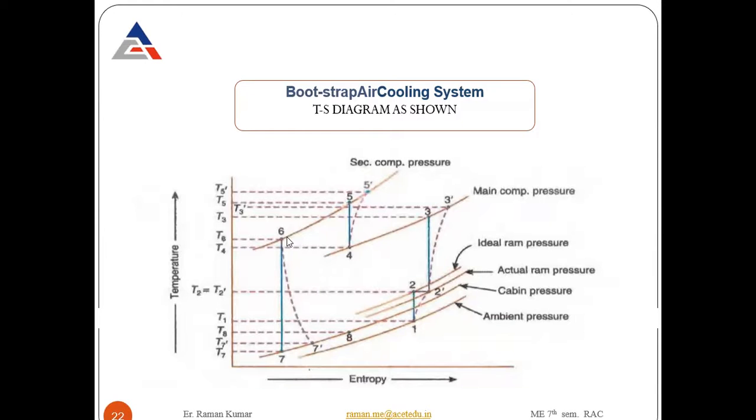But again, due to internal friction, its actual temperature is reduced from T6 to T7 dash. After this, the cooled air passes through the cabin, from where it takes the heat load and its temperature again increases from T7 dash to T8. After this, it goes to the atmosphere. So this is all about the TS diagram of your bootstrap air cooling system. Okay.